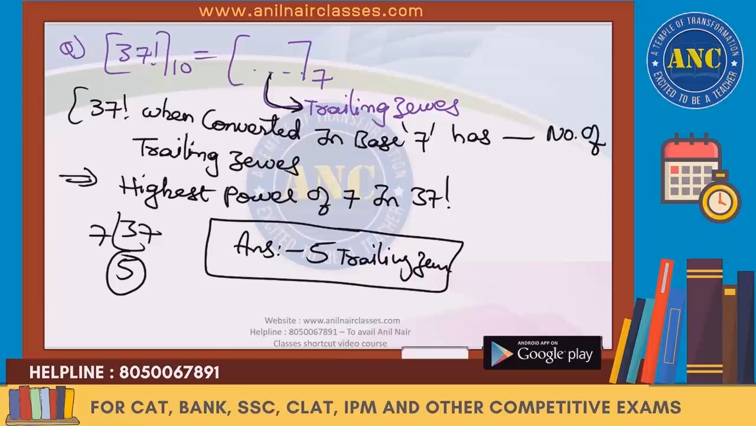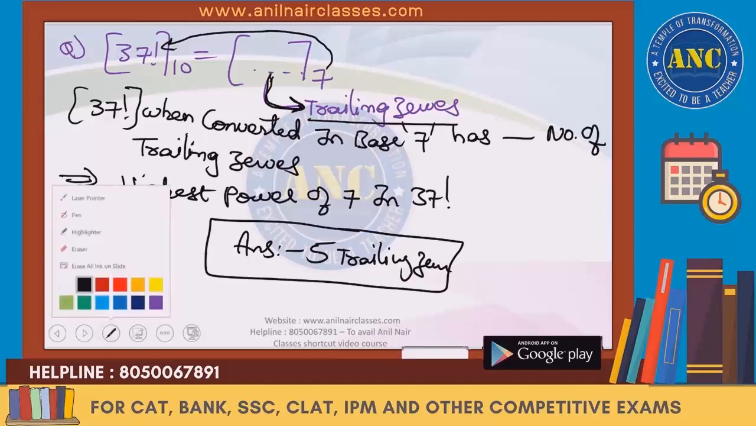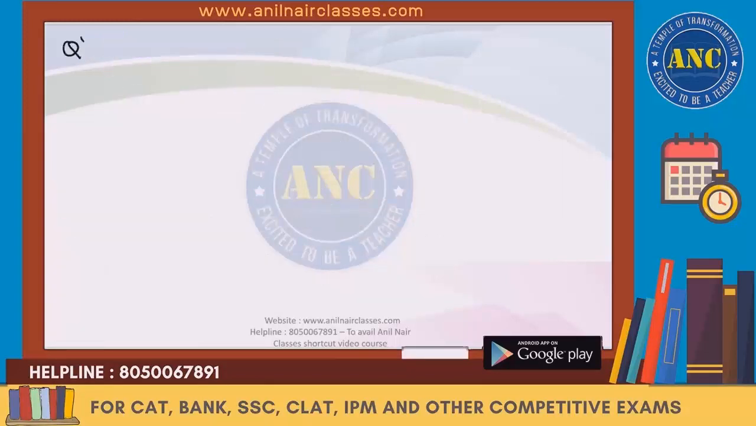Any number, if you convert it to base system K, the number of zeros at the end is nothing but the highest power of the base for that number. So it is nothing but the highest power of 7 in 37 factorial. In 37 factorial, the highest power of 7 is 7 5s are 35. Answer is 5 trailing zeros. 3 more questions, and the idea will be extremely clear to you.